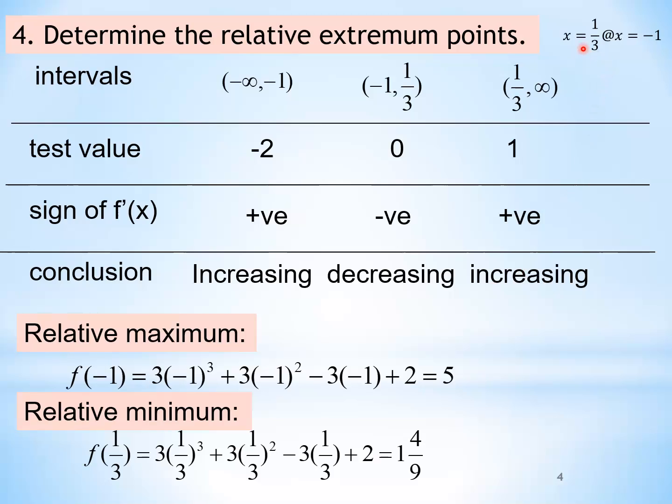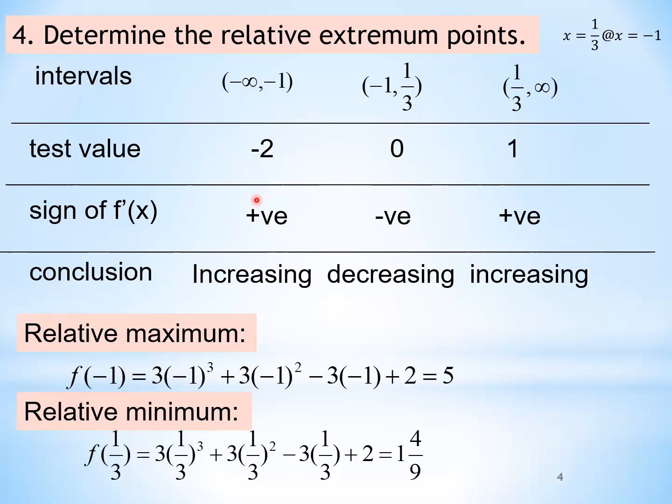Previously, we have obtained our critical values in this, and we also obtained our domain starting from negative infinity until infinity. So we're going to divide the intervals into 3. The first one starts from negative infinity until negative 1. And then negative 1 until 1 over 3, and 1 over 3 until infinity. Okay, now you're going to test the value. Pick any x value within this interval.